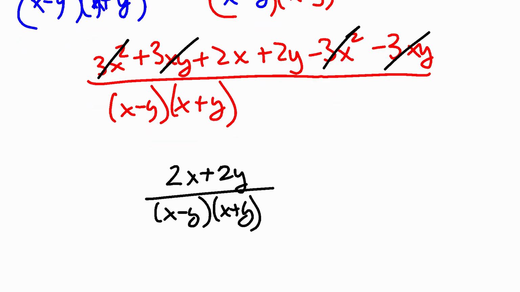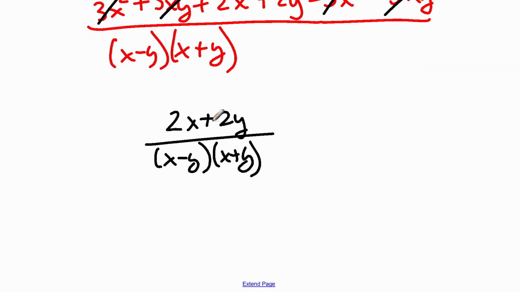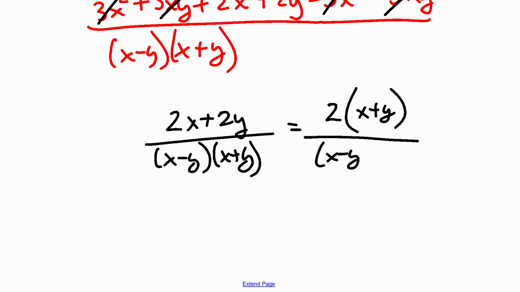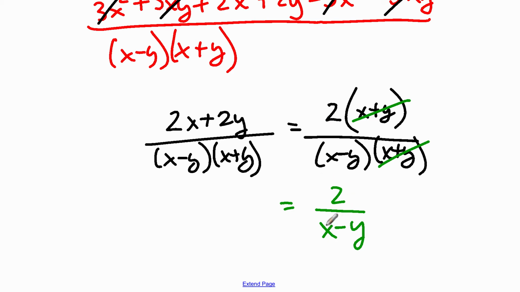At this point, I'm feeling real good, but at the top there, I could factor that. I could factor a 2 out. That would leave me with x plus y. And on the bottom, I have x minus y, x plus y. And lo and behold, here's a factor on the top and the bottom that are the same. I can eliminate those. So my answer to the simplification of that top question is just 2 over x minus y.